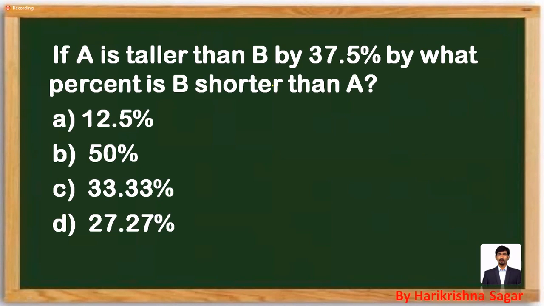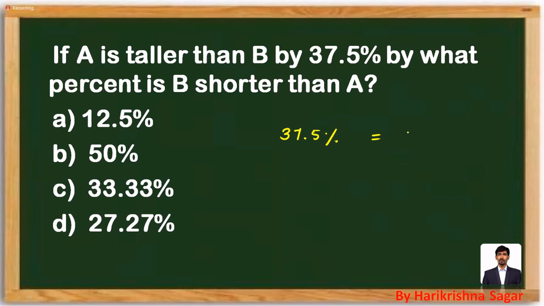Very simple question, but you have to understand what is 37.5 percentage. 37.5 percentage means A is taller than B by 37.5 percentage. By what percentage B is shorter than A is the question.